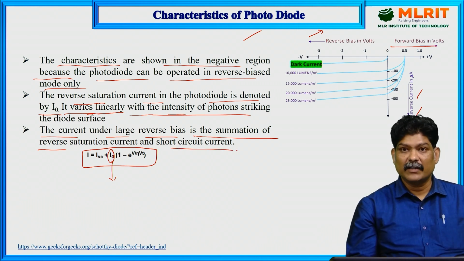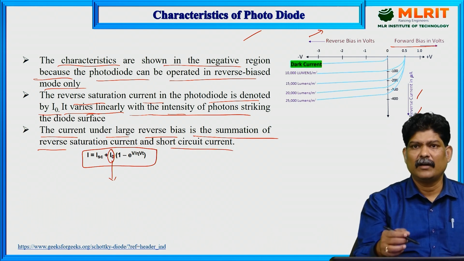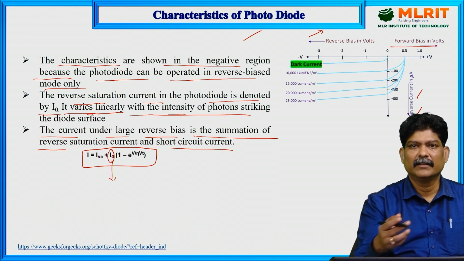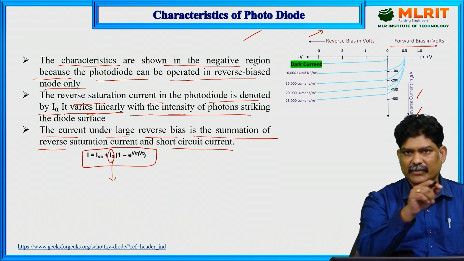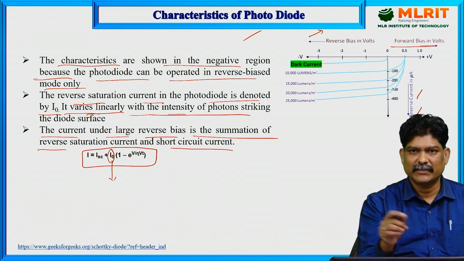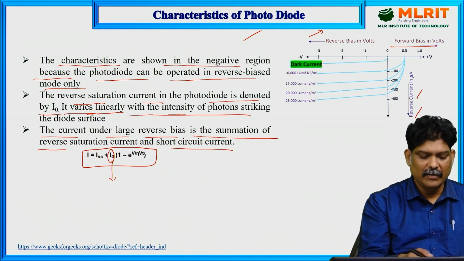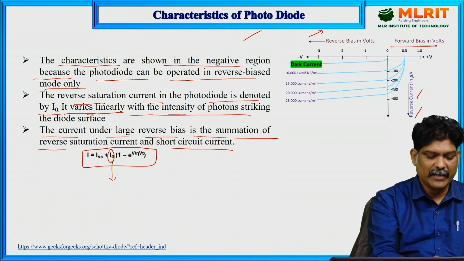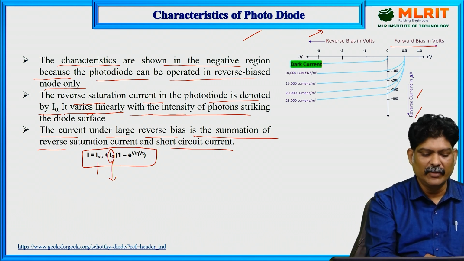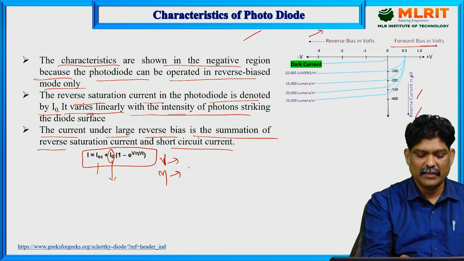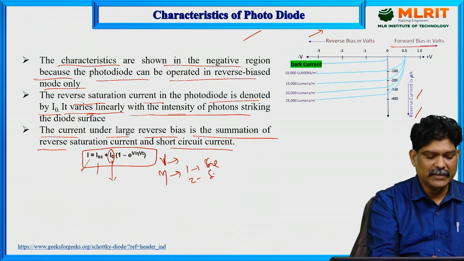Short circuit current is also present. Even when we are not giving any input voltage or reverse voltage, there is a minute current due to minority charge carriers, the dark current. So the combination of short circuit current and reverse saturation current into 1 minus e power V by eta Vt. What is V? V is the applied voltage, and eta is the material constant, that is 1 for germanium and 2 for silicon, and this is the actual current.